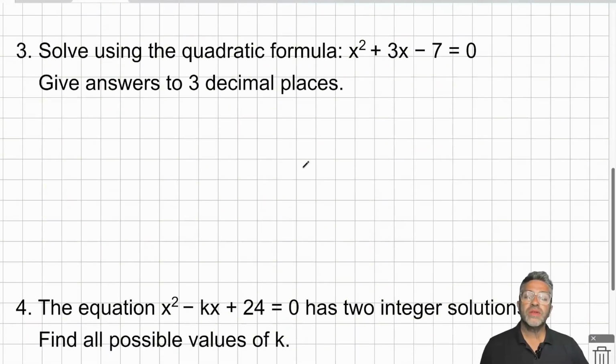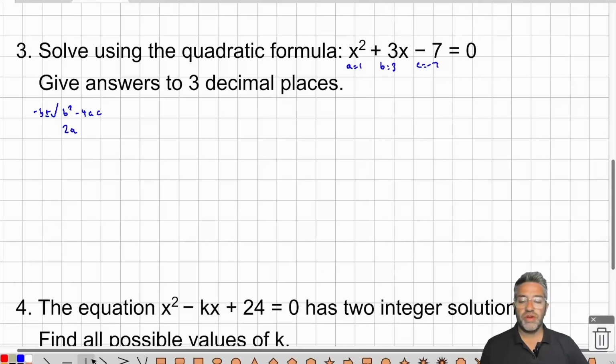Question 3. Solve using the quadratic formula x squared plus 3x minus 7 equals 0. Give answers to 3 decimal places. Well, the first thing I'm going to do is correctly identify a, which equals 1, b, which equals 3, and c, which equals negative 7. I am now going to substitute into the quadratic formula, which of course is minus b plus or minus the square root of b squared minus 4ac all over 2a.